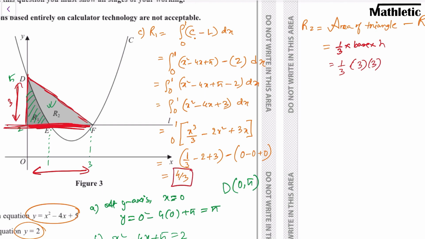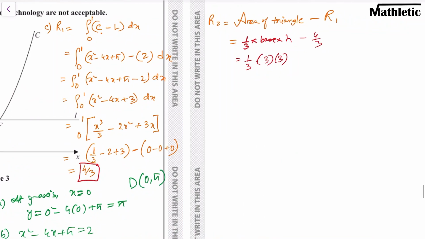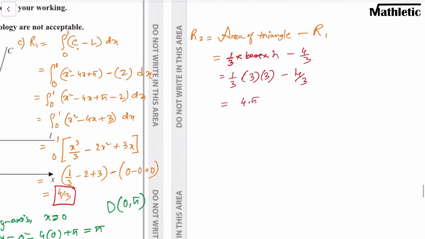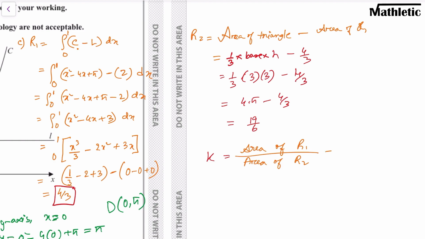And R1 is 4 by 3. So 4.5 minus 4 by 3. This is 19 by 6. And according to the question, our k was the area of R1 divided by area of R2. So 4 by 3 divided by 19 by 6. So the answer is 8 by 19.